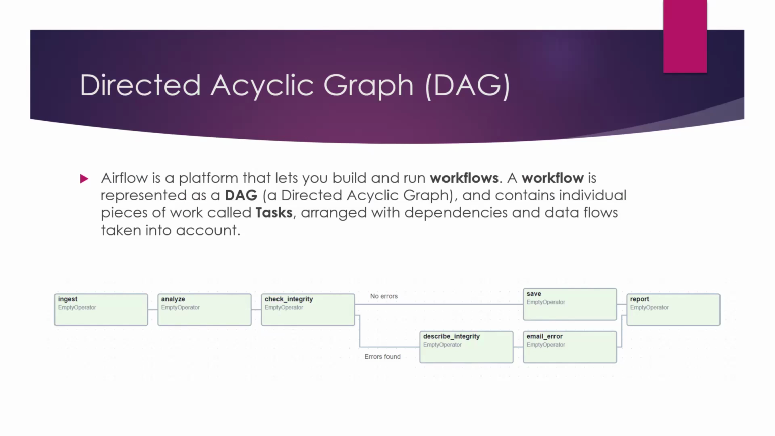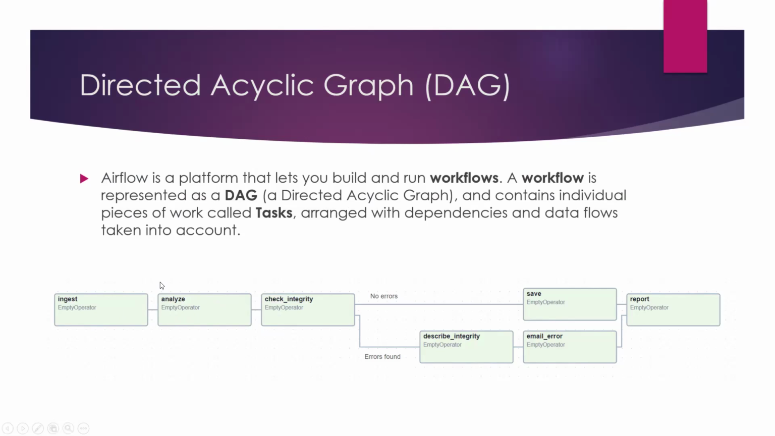A DAG is a directed acyclic graph, and it contains individual pieces of work called tasks. Now, you can see the diagram of a DAG here. First of all, we need to understand what an acyclic graph means. In an acyclic graph, we move forward in a unidirectional way. So we cannot move backward.